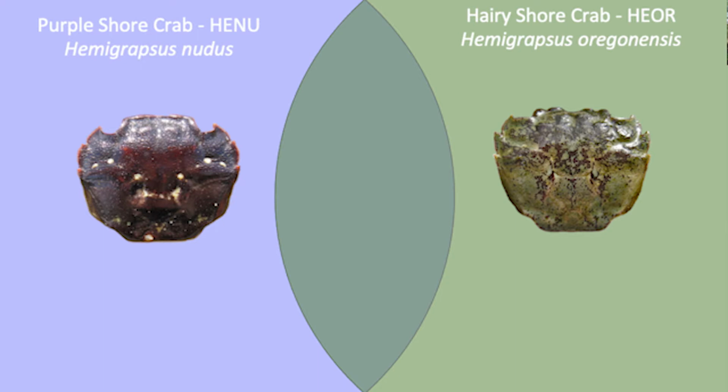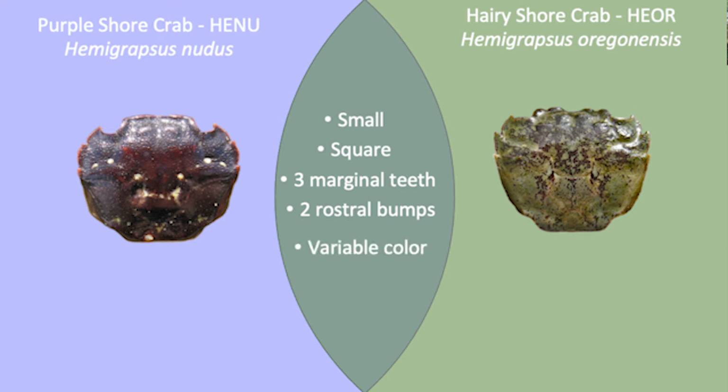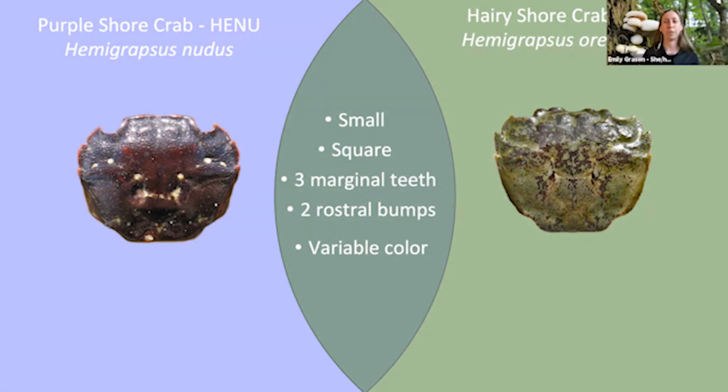They're both relatively small crabs. They both have relatively square shells. They're about as wide as they are long. They both have three marginal teeth to the outside of either eye, and they both have two rostral bumps between their eyes. Lastly, they both have such variable colorations that it can not only be sort of confusing to look at coloration, it can actually be directly misleading if we were to rely on coloration to tell the difference between these two species.